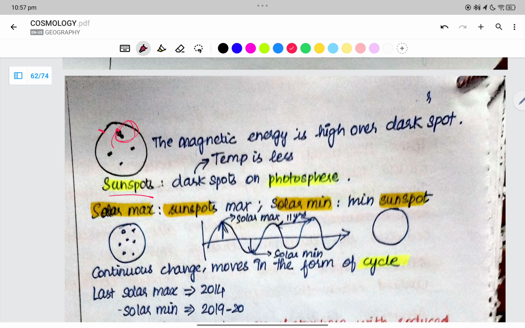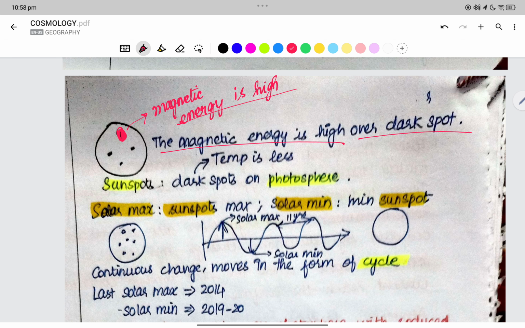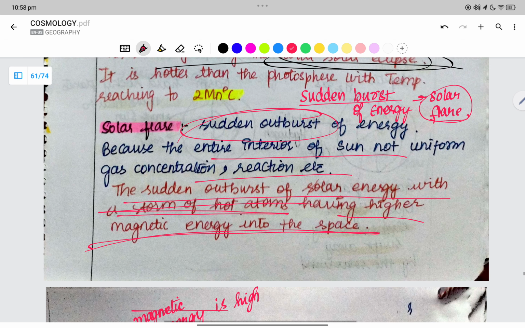Sunspots, and sunspots have a cycle also, right? The magnetic energy is high over a dark spot. The temperature is less on the dark spots on the sun. The magnetic energy is high at this spot. So here we have the solar flare, right?